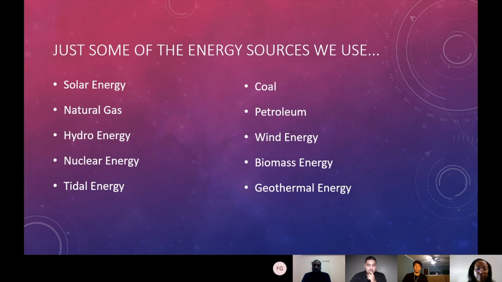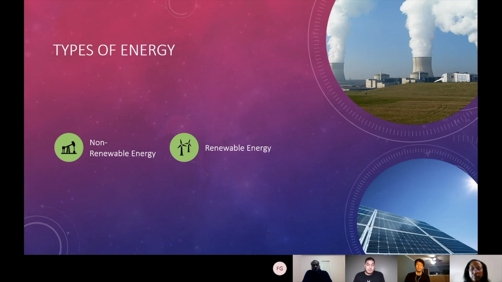Some of the energy resources that we use today vary from non-renewable to renewable energy, which are things like hydro energy, petroleum, coal, natural gas. There's just different types. It just depends on the state you live in. Some are more environmentally friendly than others. And all these different types of sources of energy are categorized into two types of energy, which is non-renewable and renewable energy.